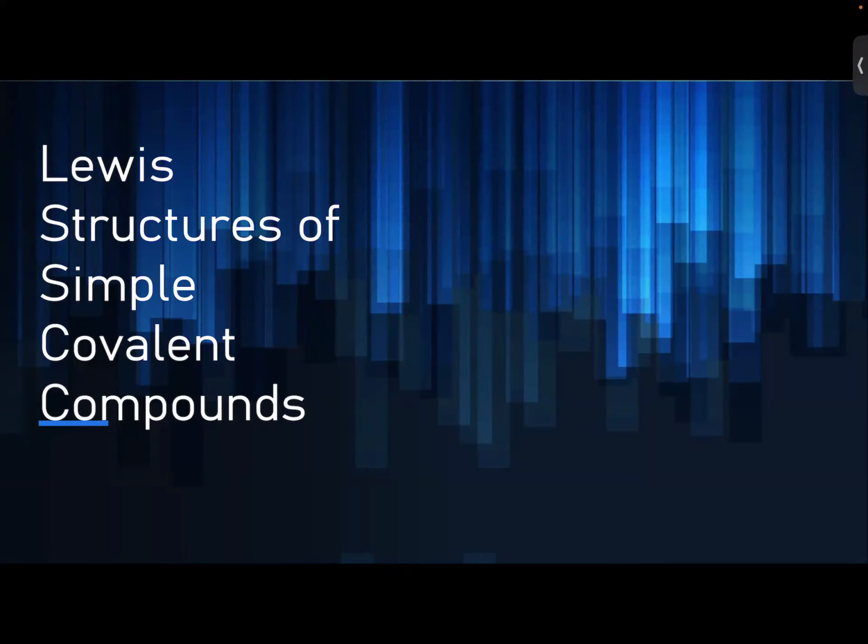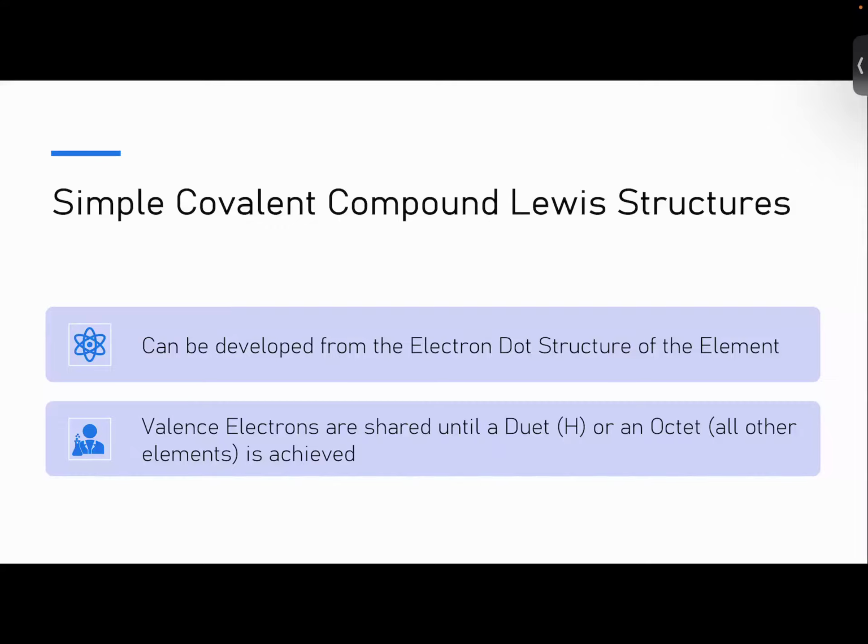So let's get started with Lewis structures of simple covalent compounds. The simple covalent compound Lewis structures can be developed from the electron dot structure of the element. Just like we use the electron dot structure of the element to develop ionic compounds, we can use that electron dot symbol of the element in order to determine the covalent molecule's Lewis structure.